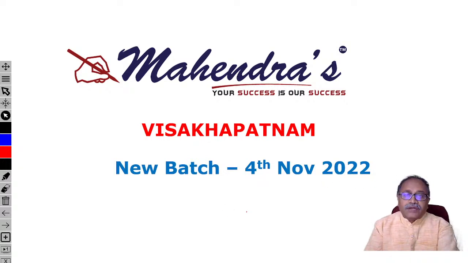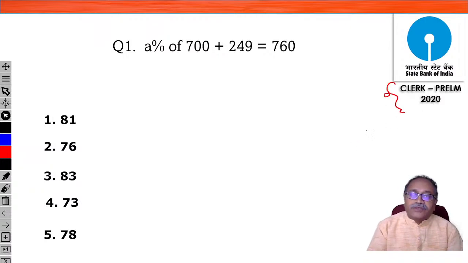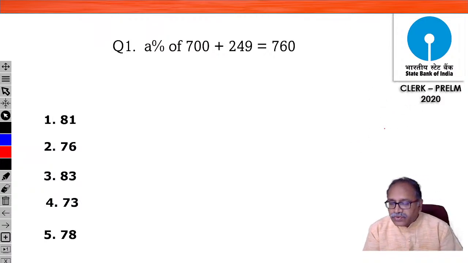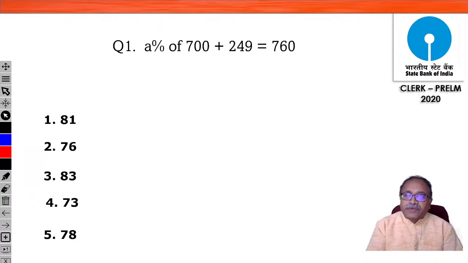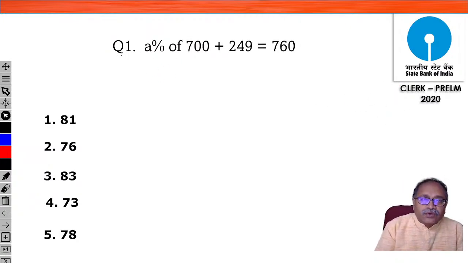So shall we start? The paper which we are going to discuss is the SBI Clerk Prelim 2020. Let's begin. I'm starting now. So question number 1: a% of 700 is nothing but 7a.